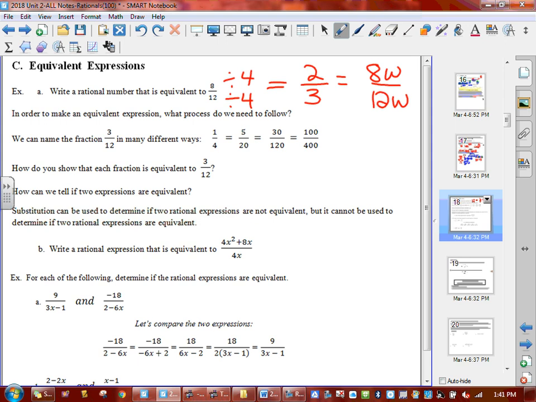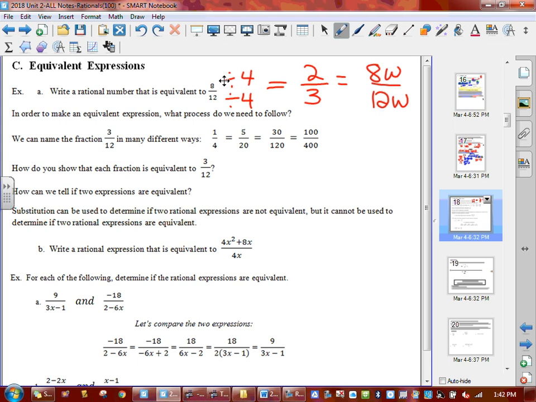3 over 12, same thing. They're showing you exactly different expressions. We can express it in many different ways. Divide by 3 is what they've done. Divide by 3, and we get 1 over 4.